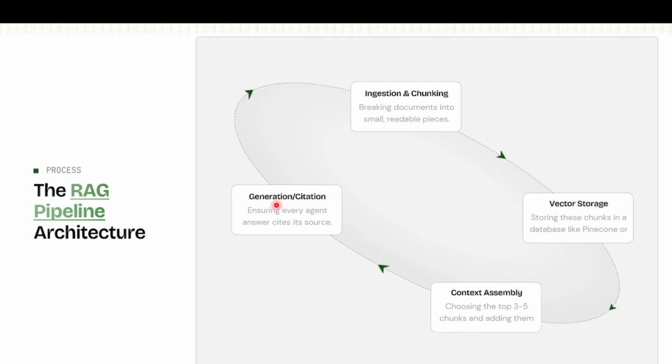Then generation and citation. The next thing is ensuring every agent's answers cite their sources. Every agent can have access to the RAG database, or the RAG database can be domain based, so that a domain agent will have access to the RAG and retrieve information from it. They will not operate on their own. They retrieve information from the system in order to perform their activities, thereby generating facts and valuable information for the business. So the RAG pipeline starts with ingestion and chunking, then vector storage, then context assembly, and then generation and citation.